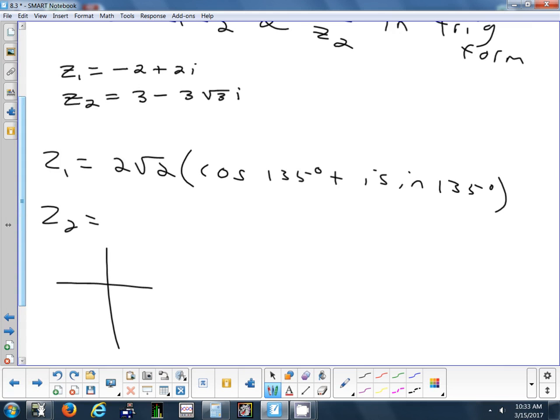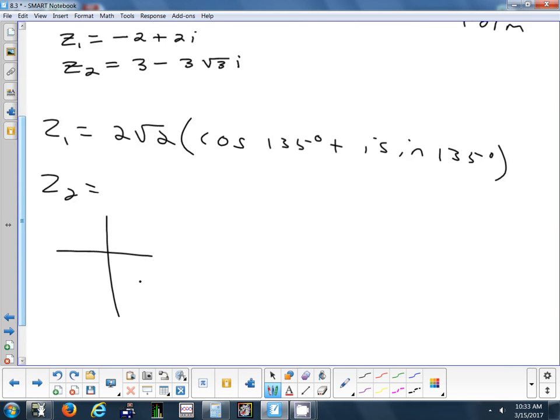What quadrant am I in? 4. Positive x, negative y. It doesn't have to be to scale. Just put a dot somewhere in quadrant 4. And r squared will equal what squared plus what squared? 3 squared plus 3 square root 3 squared. Okay, what's 3 squared?